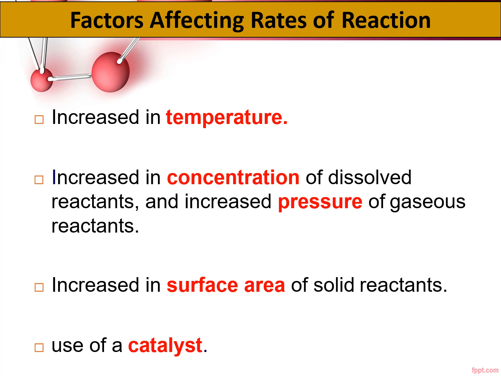Right, and number 2 is increase in concentration of dissolved reactant and decrease of pressure. So concentration and pressure are related to each other. And then number 3 is increase the surface area. What will happen to the rate when the surface area increases? And then the use of catalyst, how catalysts play a role in increasing or decreasing the rate of reaction.